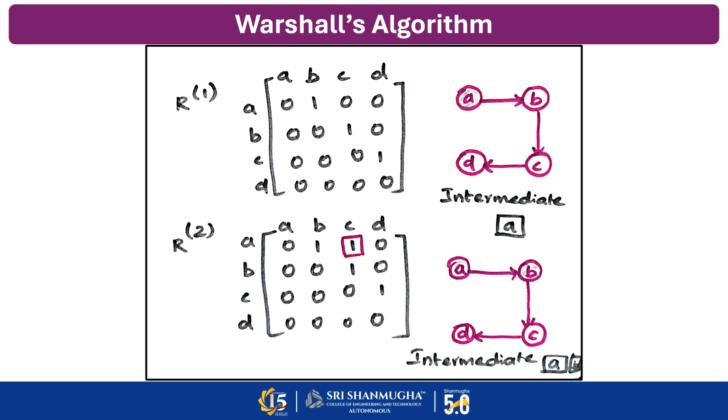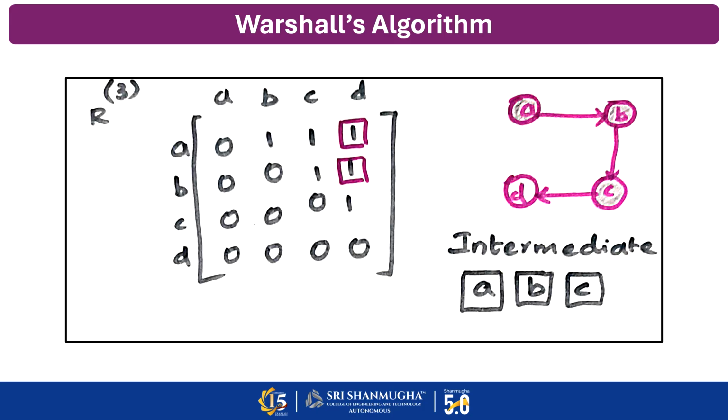Okay, so for example, if A and B are connected, then you just observe the matrix, it will be 1. If you look at B and C, if it is 1, then B and C got connected. So if there is a connection, then the Boolean value will be 1, or else it will be 0. Okay, now let us start constructing the first matrix R1 from R0.